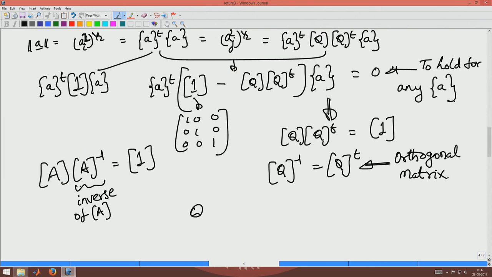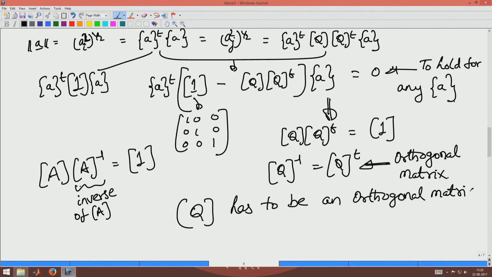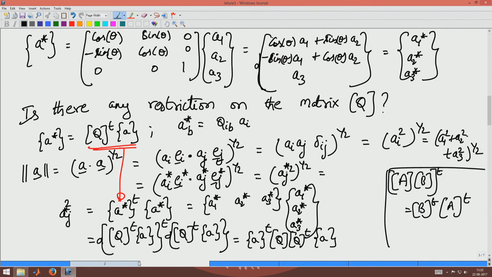So, Q has to be an orthogonal matrix, for it to be able to map different components of the same line segment. Okay. That is a restriction. So, let us go back here and check whether this Q satisfies that property, that it is an orthogonal matrix.